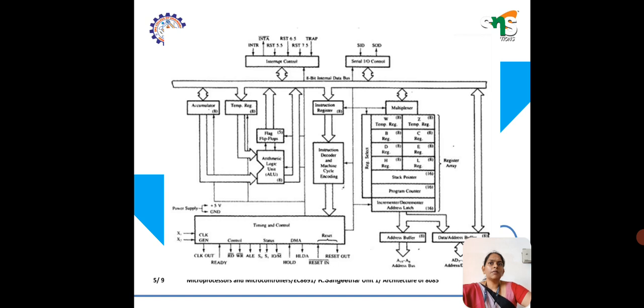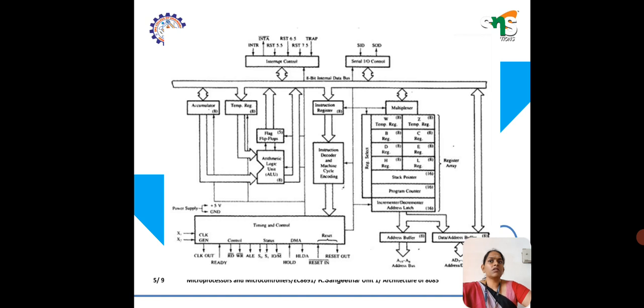Next is the arithmetic and logic unit. It performs all arithmetic and logical operations such as addition, subtraction, AND, OR, etc., on 8-bit data. Next you have the general purpose registers. There are six general purpose registers in the 8085 processor, represented as B, C, D, E, H and L. Each register holds 8-bit data, and these registers can also work in pairs to hold 16-bit data as BC, DE and HL.